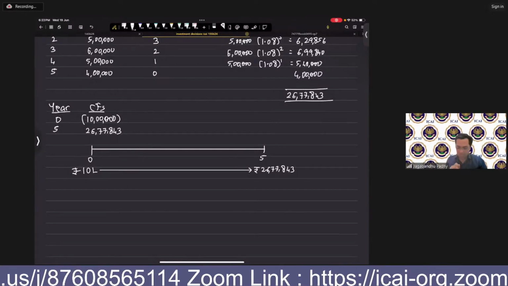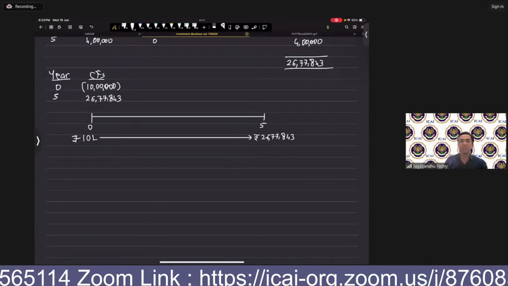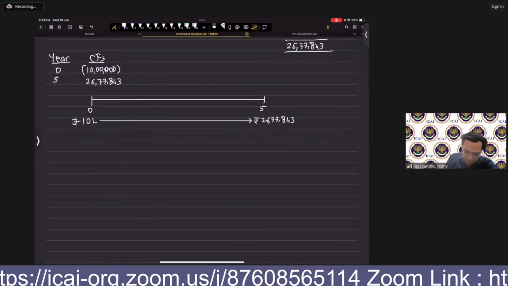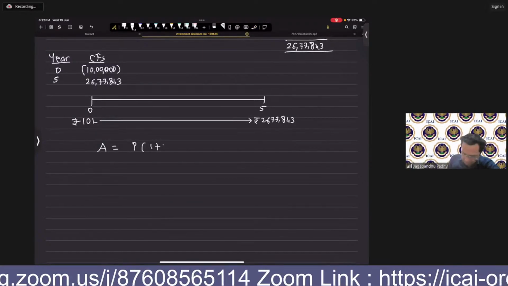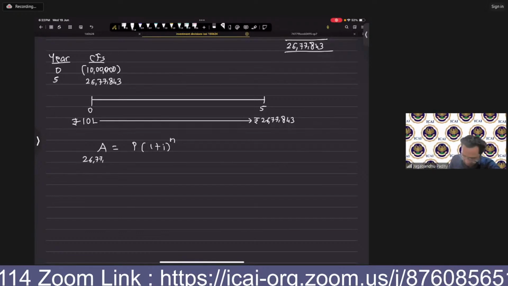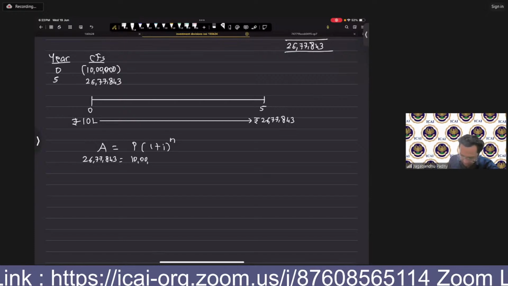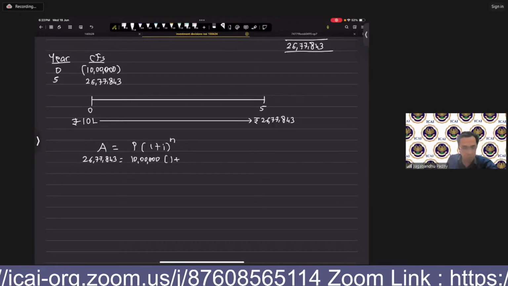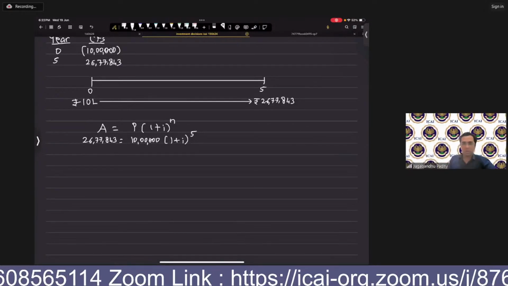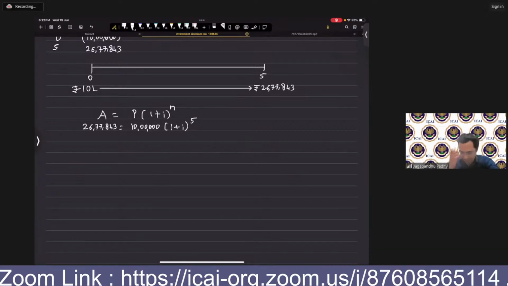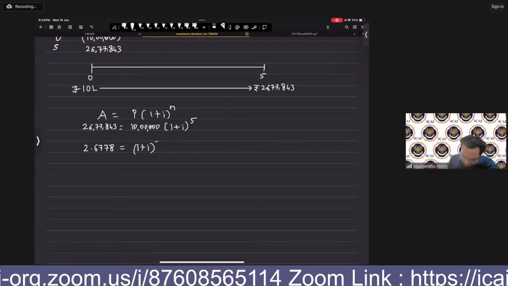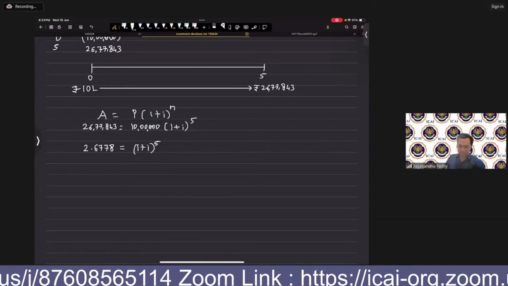So now if I ask you, what is the rate of return that you have earned from this project by reinvesting your cash flows at a rate of 8%, we can get it simply by forming a mathematical equation: amount is equal to principal into (1 plus i) raised to n. Amount is the final maturity value, which is 26 lakh 77,843. That's equal to 10 lakh into 1 plus i raised to 5, since we don't know the rate. Okay, so now you can just do the mathematical calculations. 26 lakh 77 thousand getting divided by 10 lakh will make it 2.6778 as (1 plus i) raised to 5. Okay, so 2.6778 equals (1 plus i) raised to 5.